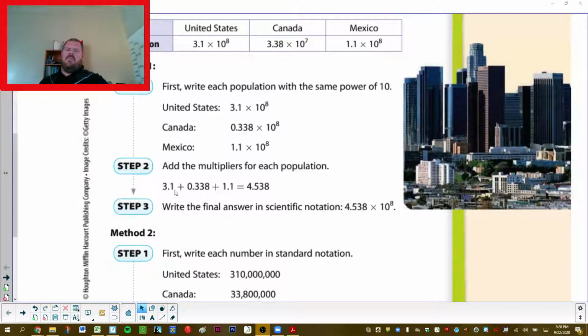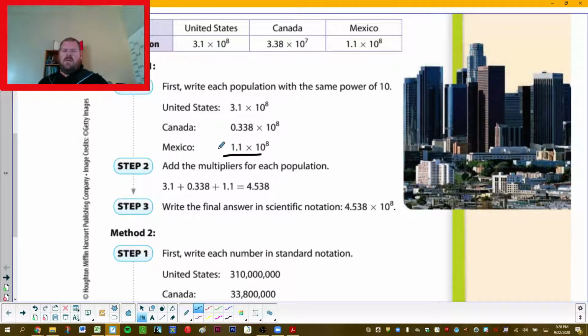Once they have all those, they've added the 3 numbers that are before the times 10 to the power, and they get 4.538. So our final answer is 4.538 times 10 to the 8th. The biggest issue here is that Canada's population is quite a bit smaller than the United States and Mexico at the time this data was taken. So it's kind of an issue with having one of them to the 7th power and the other 2 to the 8th powers.